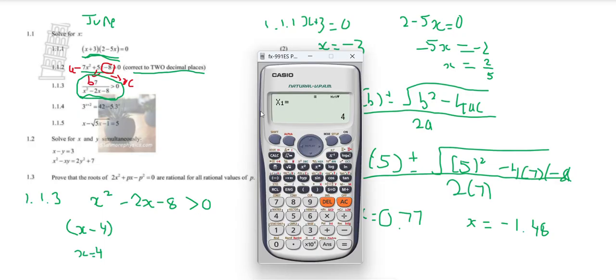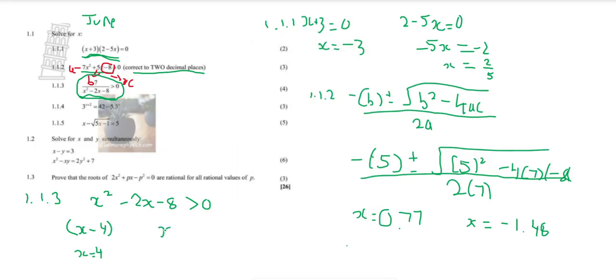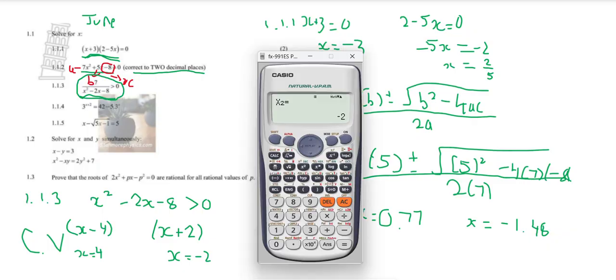Once we're done with that, let's press equal to again. So you can see that is negative 2. Since this is negative 2, we have to work one step backwards, which now will be x plus 2. And therefore x equals negative 2. So you call these your critical values.